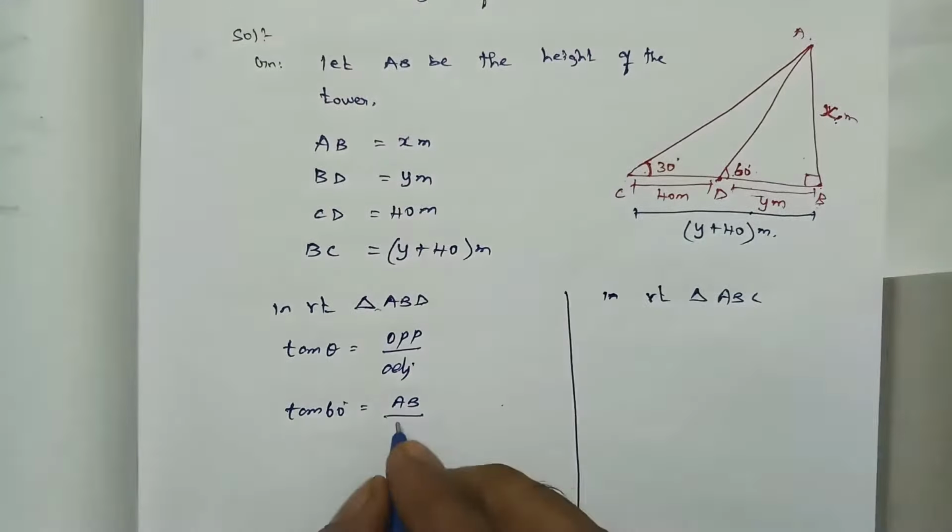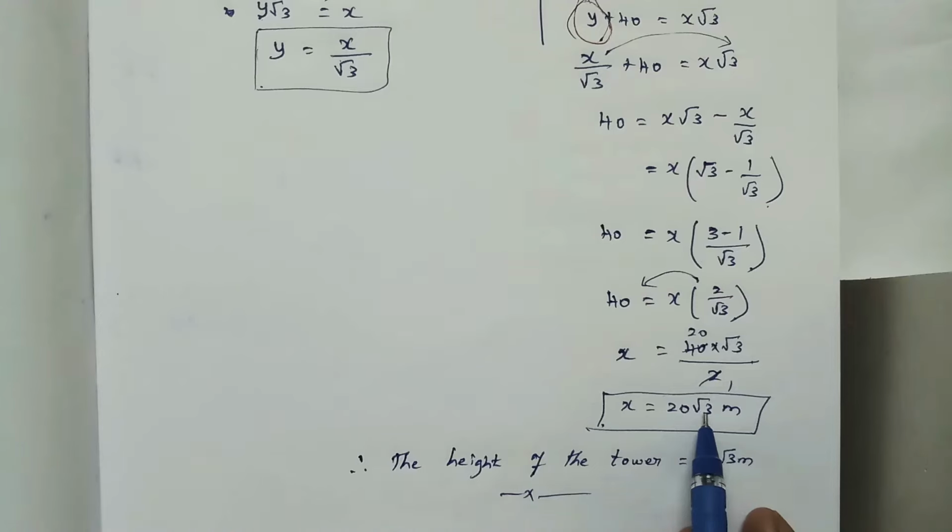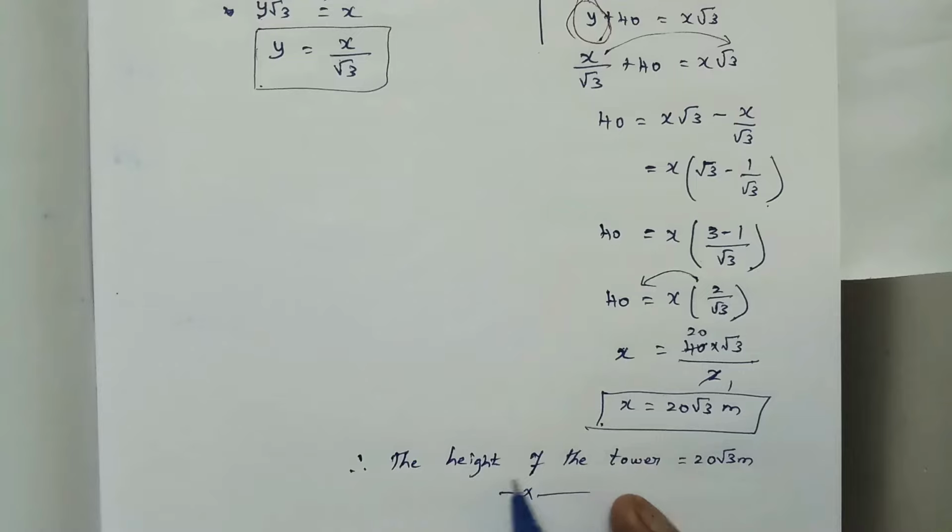What is x here? Height of the tower. Therefore, the height of the tower is equal to 20 root 3 meter. We don't want to substitute the value of root 3 because here there is only one term. If we have 2 terms, then we have to substitute and add or subtract, whatever it may be. Here only one term, you can keep it as it is. Suppose they ask you to use root 3 equal to some value, you have to substitute and simplify. Understood? So the height of the tower is 20 root 3 meter.